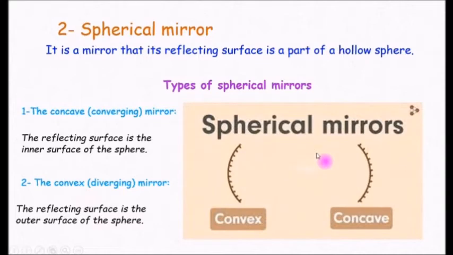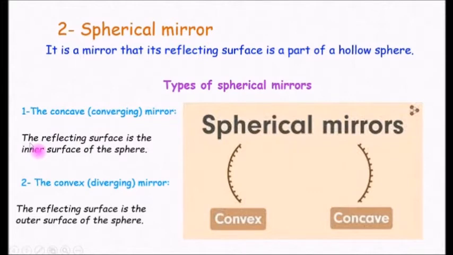Let's see what the shapes of convex and concave mirrors are, and then we will read the definitions. As we said, a spherical mirror is a mirror whose reflecting surface is a part of a hollow sphere. It means that we have a sphere and we cut a part of it, and this cut part is the mirror. If the reflecting surface is the inner side, it is a concave mirror.